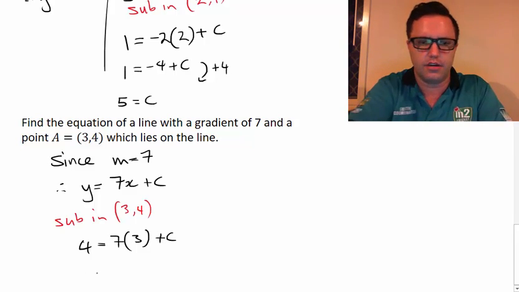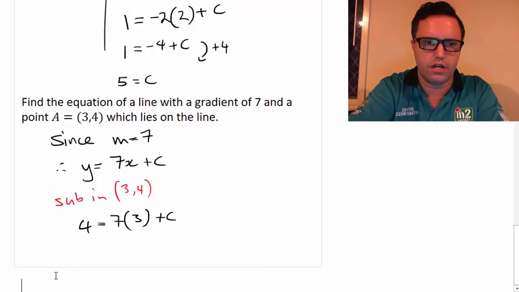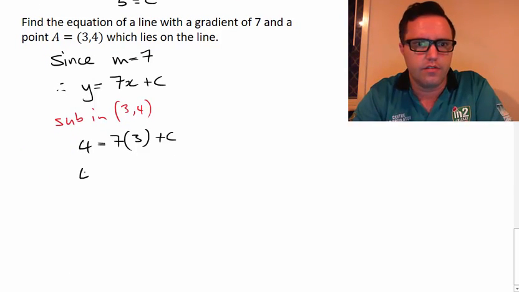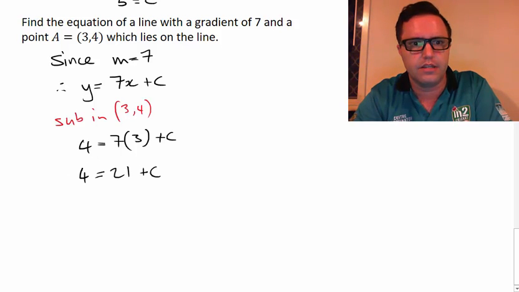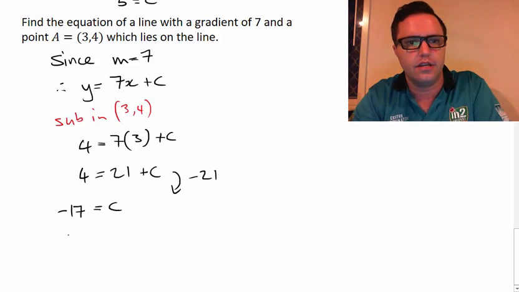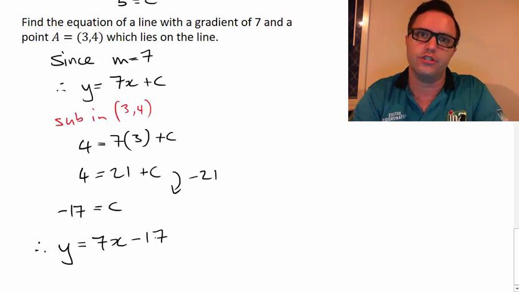7 times 3 on most days is 21. So we've got 4 equals 21 plus c. We're going to subtract 21 from both sides, giving us negative 17 is equal to c. Therefore, we've got y is equal to 7x minus 17. And there's our linear equation.